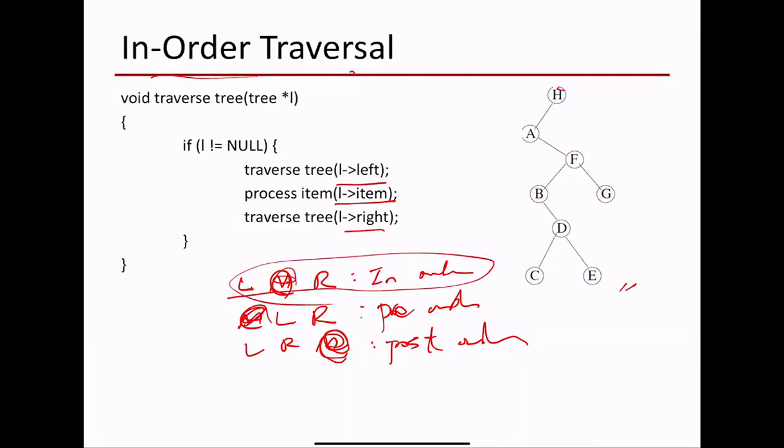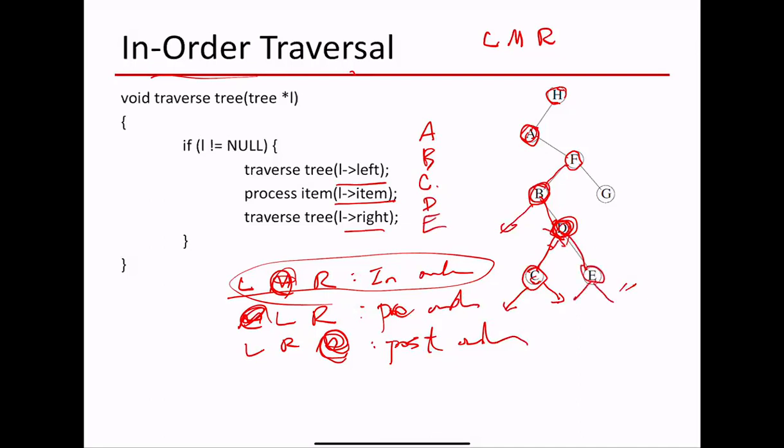In-order means left, me, right. So left, I don't have left, so I take care of me and go to right. Then go to left, I don't have left, then me, go to right. Then go to left, I don't have left, then me, right, I don't have right. Then roll back once. In the view of this perspective, every left is taken care of, then me, right.